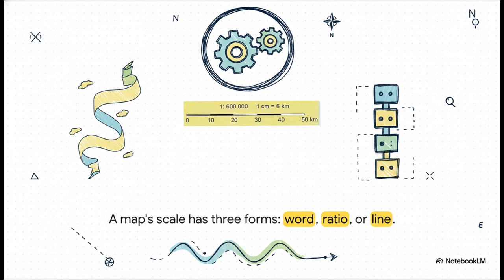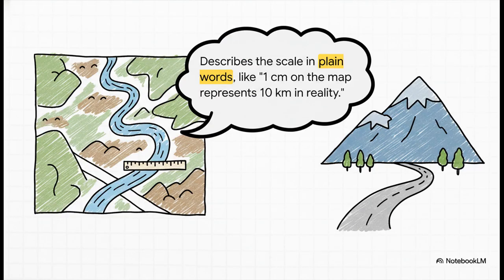Here's how you turn map distance into real-world distance. First up is the word scale. This one is the most straightforward, hands down. It just tells you in plain English what a distance on the map equals in reality. Something like 1 centimeter equals 10 kilometers. See? No tricky math, just a simple, clear statement.